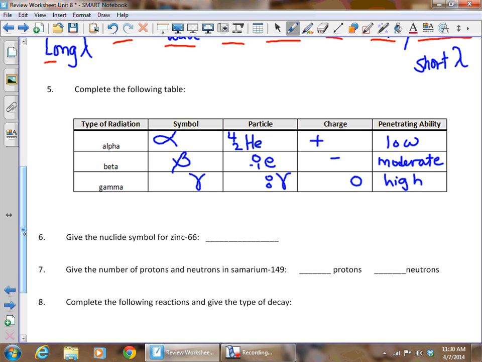This table, you might as well put a big smiley face by it, circle it, whatever you want to do, because that table word for word is going to be on the test, on the write-out portion, and you'll have to fill it in just like you did here.